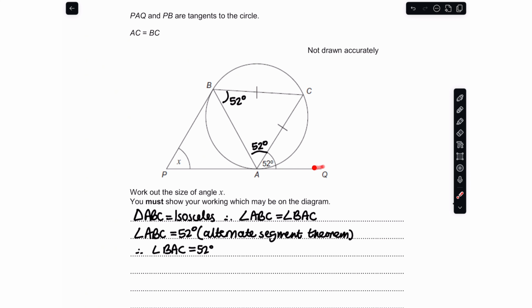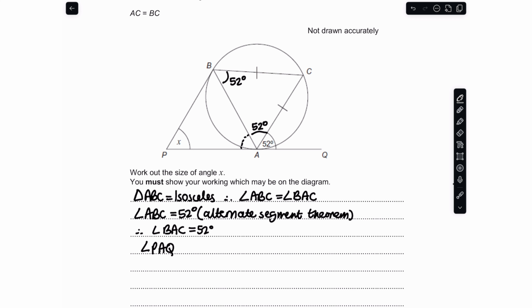The angles on a straight line add up to 180 degrees. So to work out angle PAQ, I can simply add 52 to itself and subtract that value from 180 degrees. Angle PAQ equals 180 degrees minus 52 minus 52. 52 times 2 is simply 104. 180 minus 104 is 76 degrees. You can use your calculator to help you work that out, but make sure that your method, your working, is clear for an examiner to see.